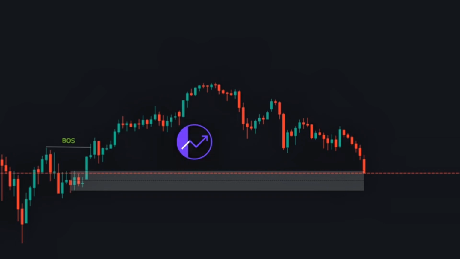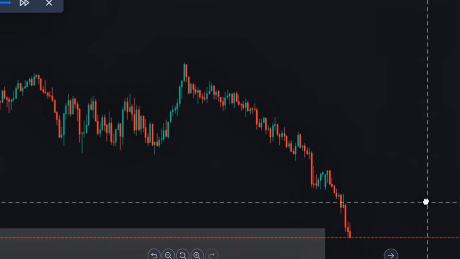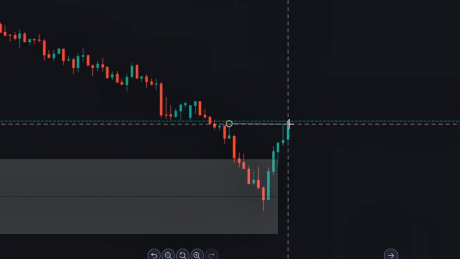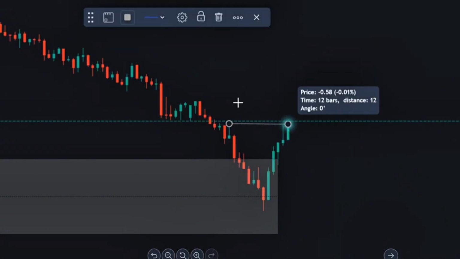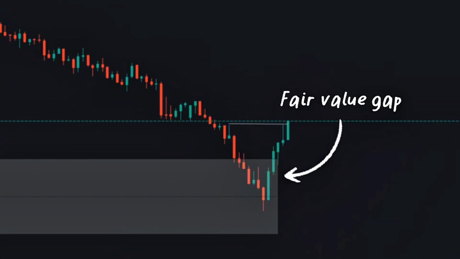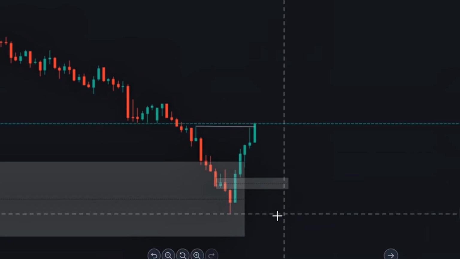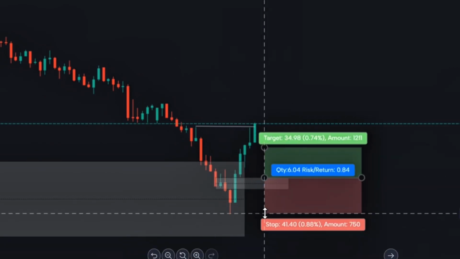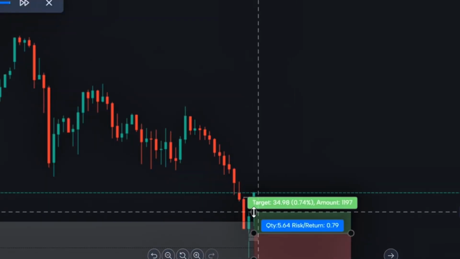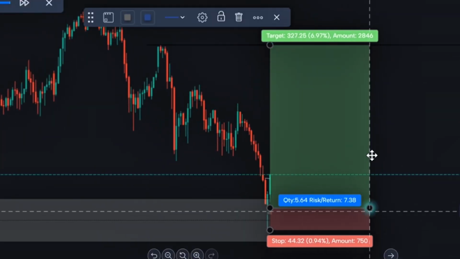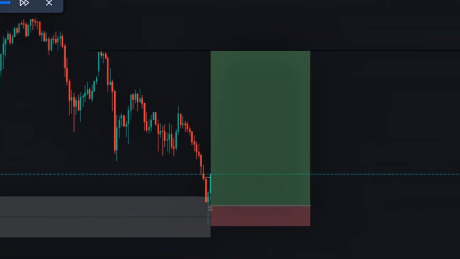For the confirmation, we move on to the 5-minute time frame. Here wait for a market structure shift. After the shift in structure, look for a fair value gap. We'll enter from this fair value gap. Stop loss will go below this structure low to be safe, and target will be near the Asia high because most of the liquidity will be present here. So simply, we will target the nearest liquidity area.